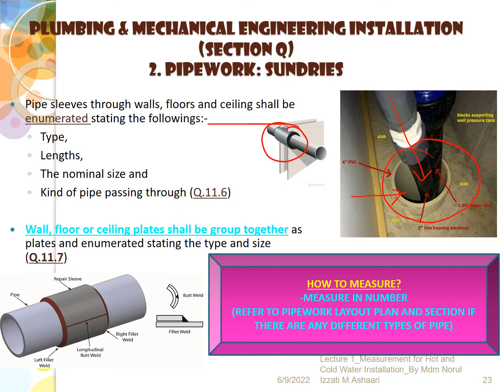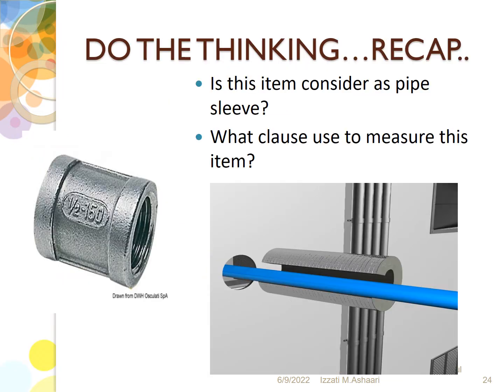Every time you see this information, then you have to measure. This is an example of the repair sleeve available for this particular item. Now, how would you like to measure? We have to measure in number according to this particular clause. You have to refer to the pipe layout, and at the same time, you have to read the specification. Is there any information mentioned that the pipe sleeve has to be installed every time the pipe has to pass through either the concrete slab or maybe the floor slab area?